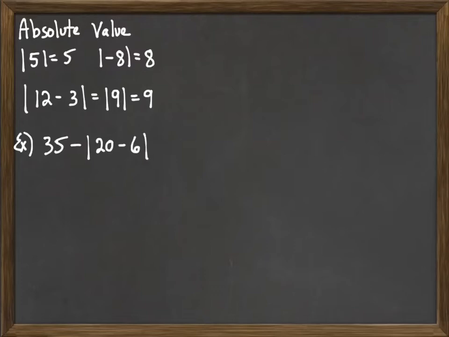Okay. So as an example, consider this problem here, 35 minus the absolute value of 20 minus 6. So the first thing we would do is subtract the 20 minus 6 on the inside, which would give us 14. Then we can finally do the absolute value of 14, which will be 14. And we can do 35 minus 14 to finally get our answer of 21.